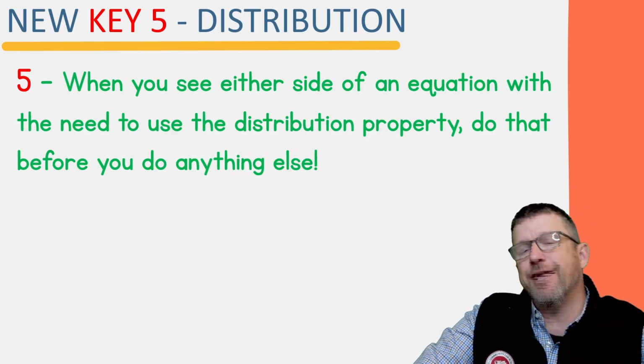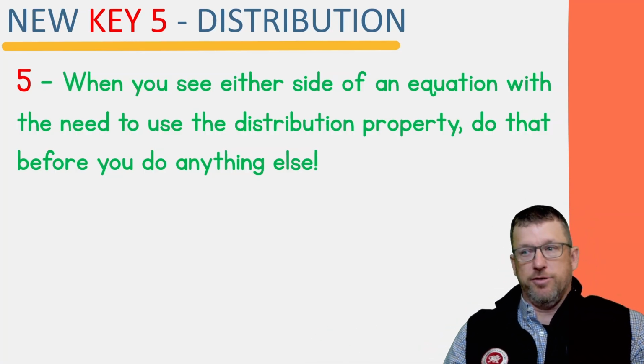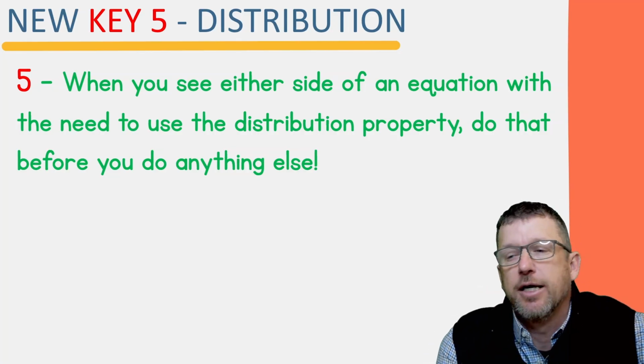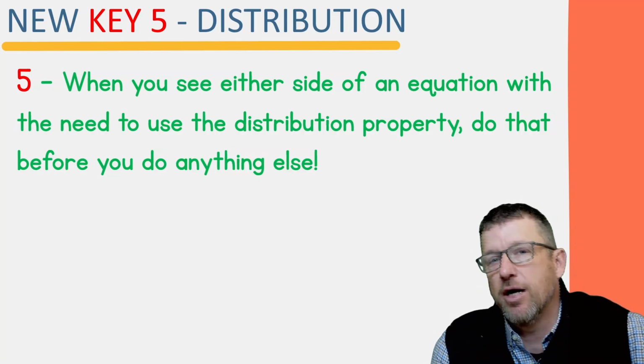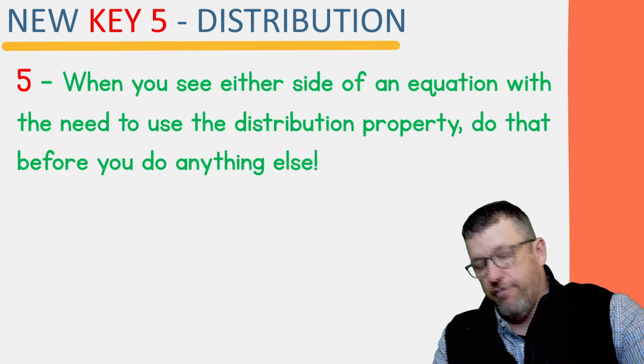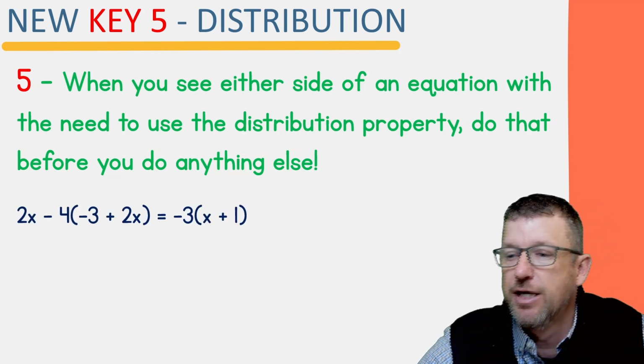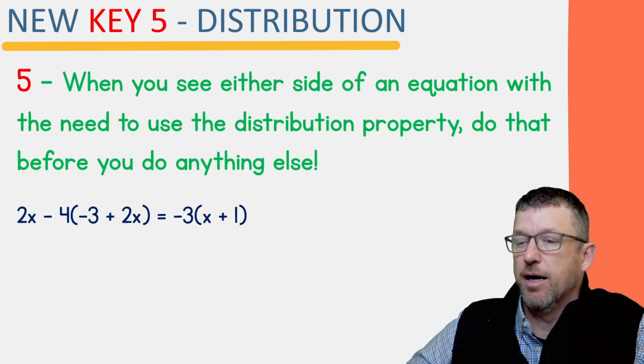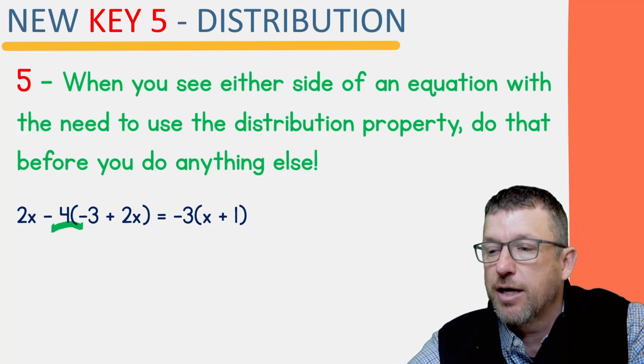When you see either side of an equation with the need to use a distribution property, do that before you do anything else. If you haven't seen that distribution video, it's about Oprah telling everyone that you get a 4 and you get a 4. In this situation, here is a -4, okay?